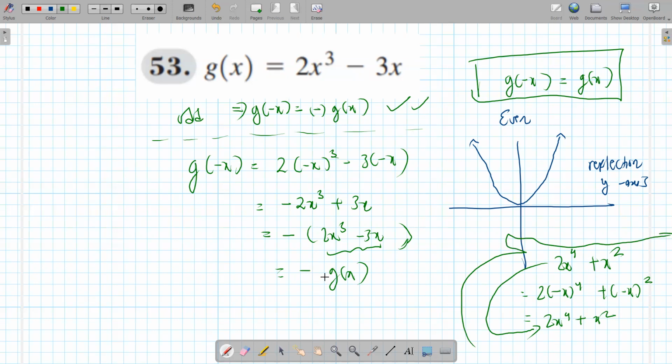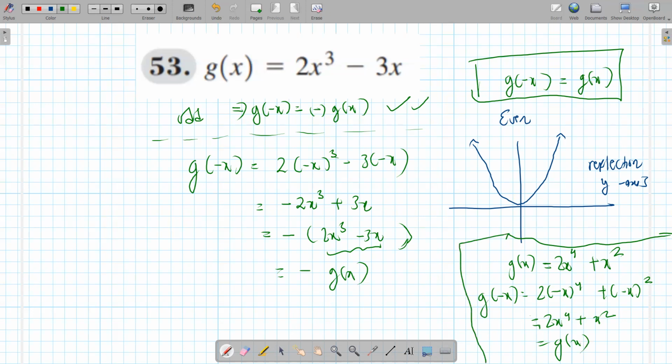I've got to copy this down, just the example. You can call this g of x, and then here we will do g of minus x, which you get this, and then we get g of x, the original thing. So that's why this is an even function. And if it doesn't match either of these conditions, then it is neither odd nor even.